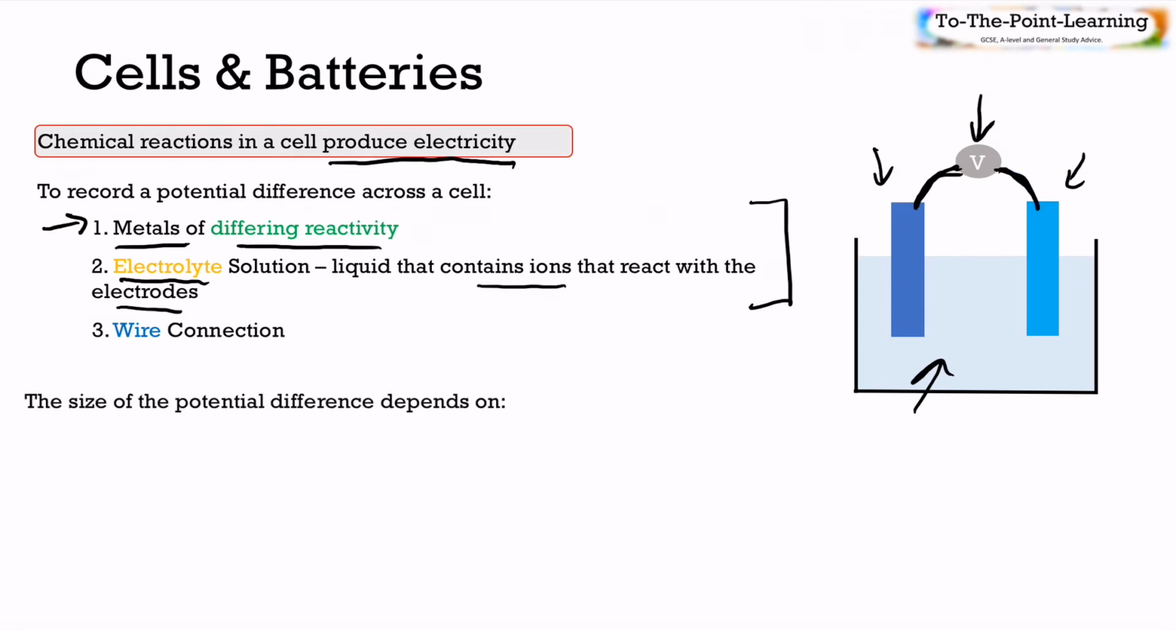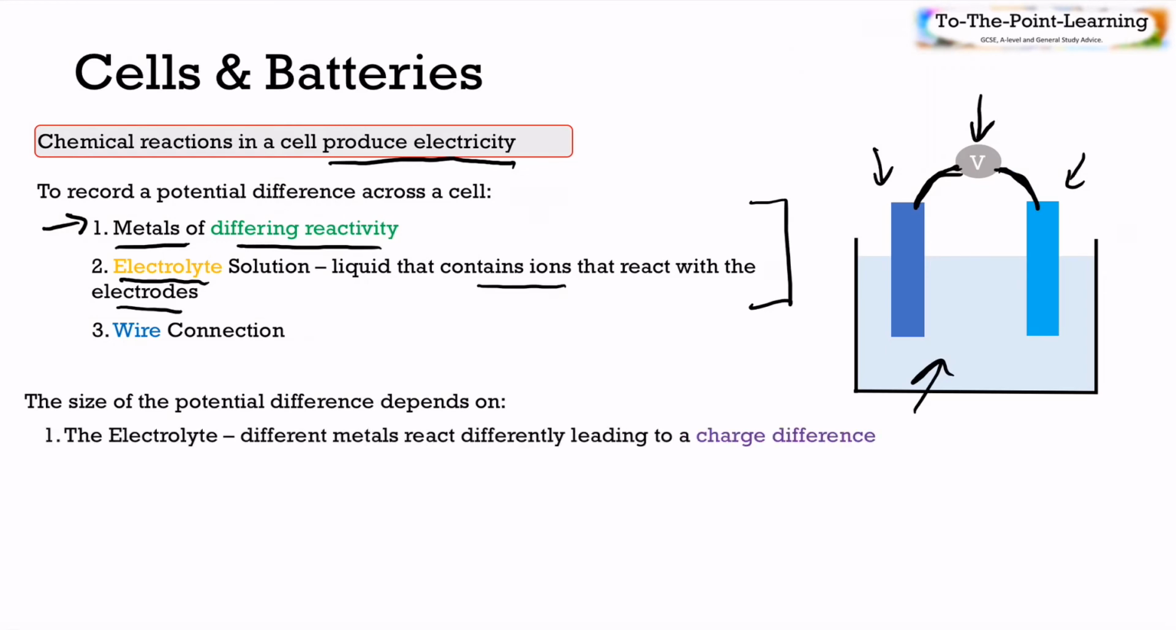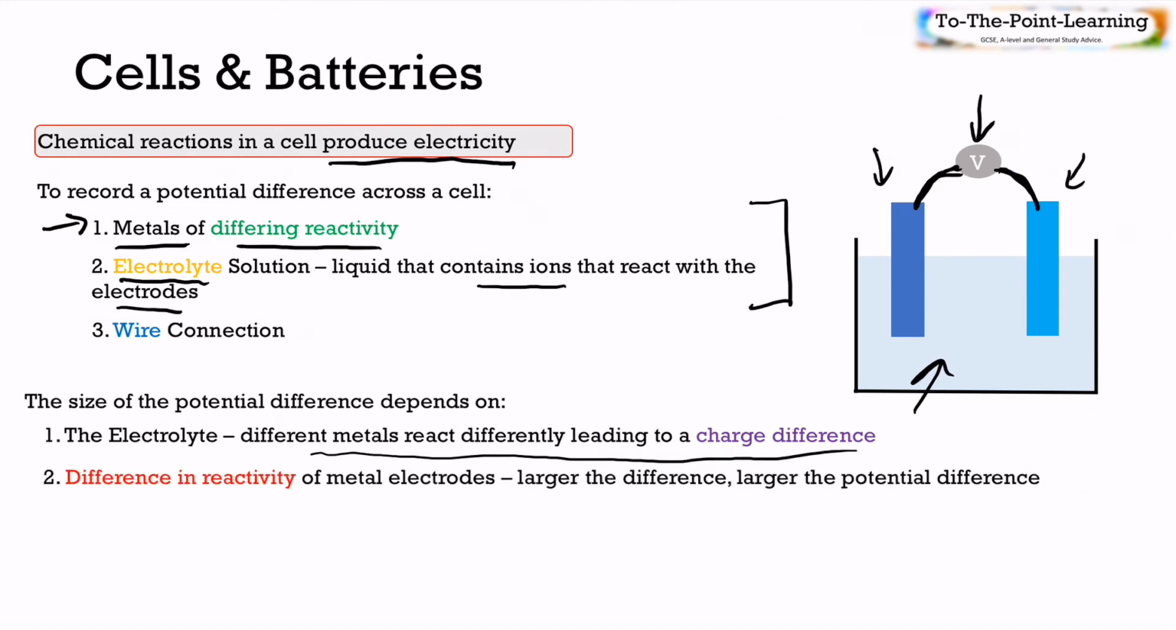Okay, and the size of the potential difference depends on these factors. So obviously the electrolyte, because different metals react differently, leading to a charge difference if that changes, but also the difference in reactivity of the metal electrodes. So you'll be familiar from the reactivity series that we have a series of metals of differing reactivity. Okay, and if the difference in reactivity between the metals is greater, then the potential difference will therefore be greater. Whereas if we have a smaller difference between the reactivity of the metals, the potential difference will be lower.